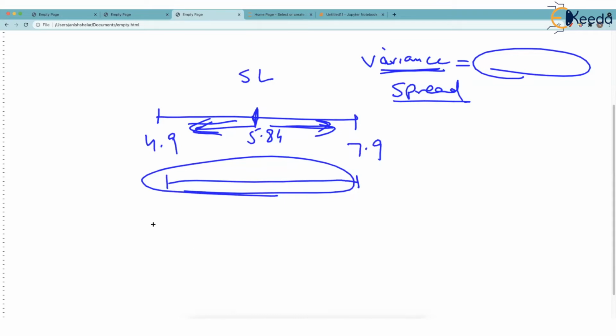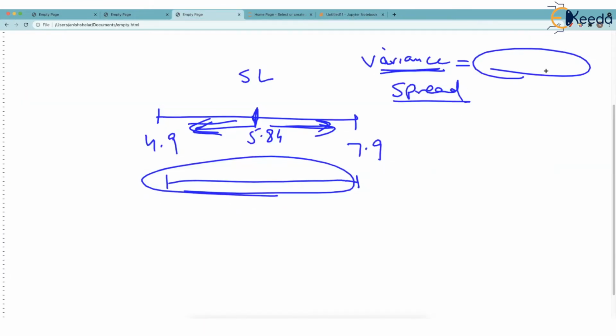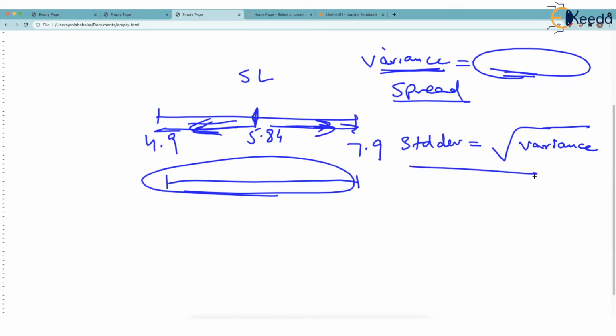Just imagine some arbitrary example. Let's check standard deviation before we go to the point. Once you have found variance, standard deviation is nothing but square root of variance. This variance at times can be very large. It can be in thousands. So what we usually do is we take standard deviation as square root of variance. So obviously variance is square of standard deviation.